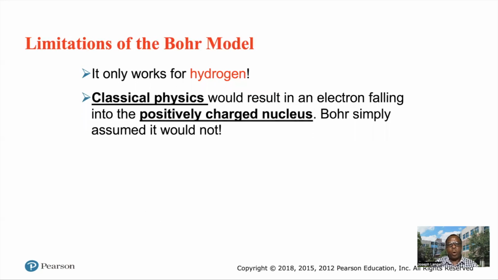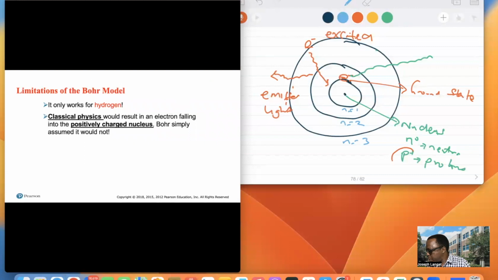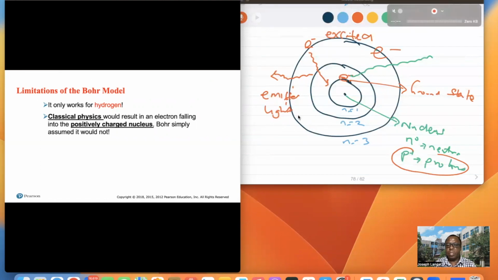The other thing Bohr could not explain is that classical physics will result in the electron falling into the positively charged nucleus. Why? Because if we have protons in the nucleus, which are positively charged, and we have electrons which are negatively charged, positive and negative attract. And why is it not really falling in here? He could not demonstrate it, he simply assumed it will not. So these are the limitations of Bohr's model.